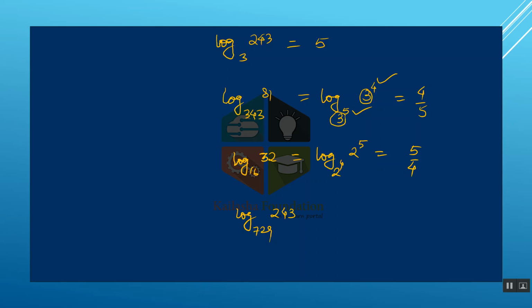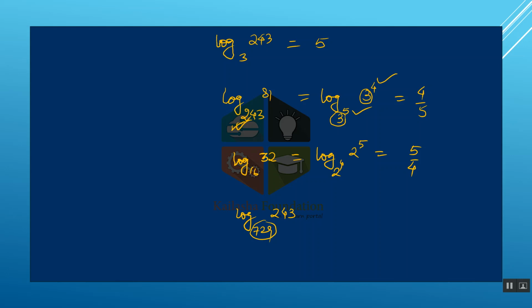And I am extremely sorry for this silly mistake. This is not 343, this is 243. Sorry, this is 243. By mistake I wrote 343 there. 343 is not 3 raised to the power 5. That was a writing error, human error. Okay, log 243 and there is 729.